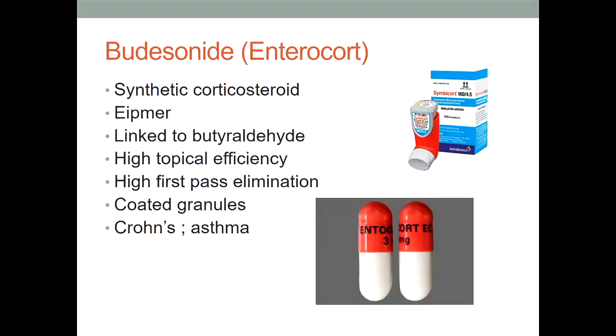The other drug that I wanted to talk about is budesonide, or Endorocort. This is a synthetic corticosteroid, and it's linked to butyraldehyde. One of the issues with this drug is it was made to treat inflammatory bowel disease in people because it's supposed to be degraded during the first pass as it goes right through the liver, and therefore it's supposed to have less side effects. That has not been shown to be the case in cats and dogs.